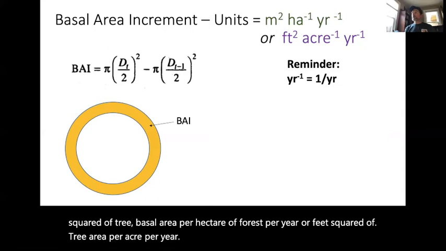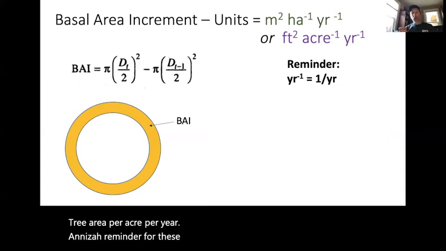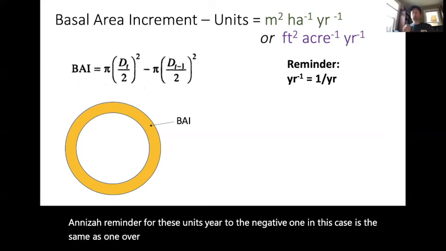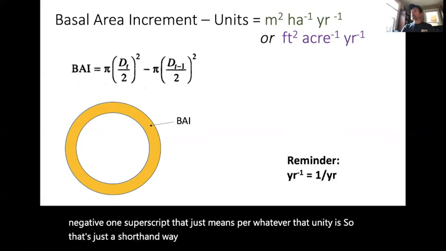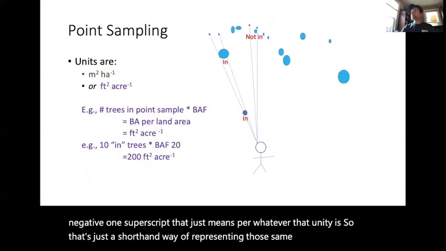And as a reminder for these units, year to the -1 in this case is the same as 1 over year, same with acre. And so when you see that -1 superscript, that just means per whatever that unit is. So that's just a shorthand way of representing those same units, in case you had forgotten.